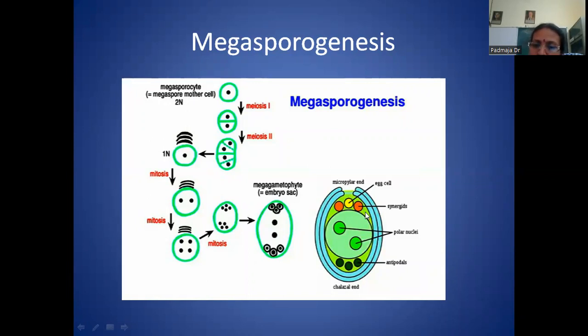This nucellus gives rise to megaspore mother cells. These megaspore mother cells undergo reduction division. As a result, 4 megaspores are formed. Of these, 3 disintegrate, and only 1 megaspore is functional. That 1 megaspore has a haploid nucleus, and this haploid nucleus undergoes 3 mitotic divisions. As a result, an 8-nucleated embryo sac is formed in polygonum.